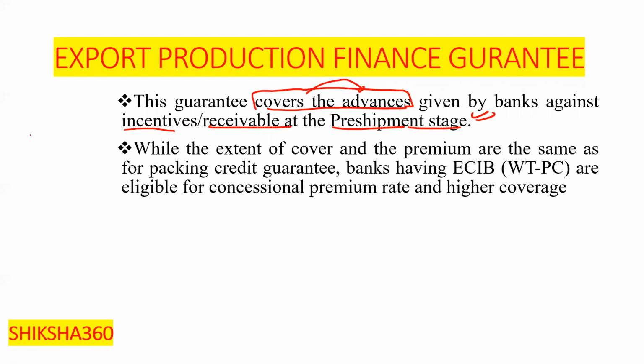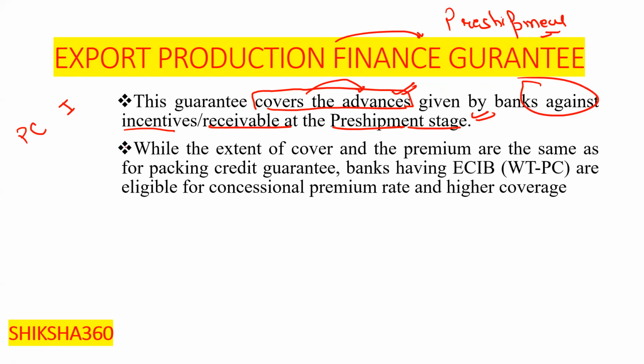So both the packing credit insurance and the export production finance guarantee relate to the pre-shipment stage. This guarantee covers the advances given by banks against the incentives or receivables at the pre-shipment stage. Production is done by party one and shipment is done by party two. Here the bank will get the incentive, but will not provide any funding for the shipment.